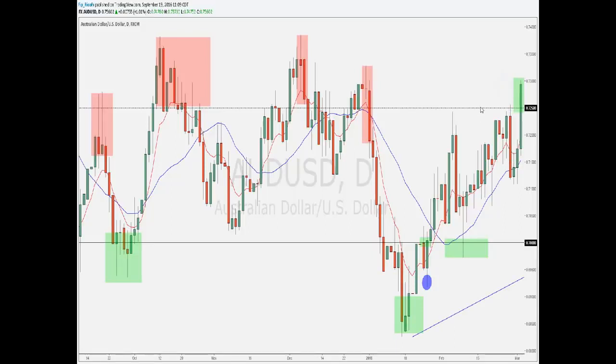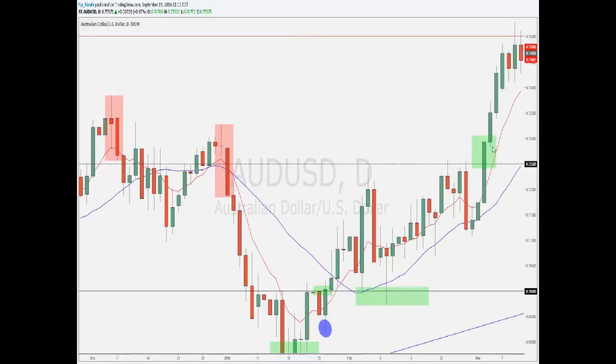Okay, so let's see how much it pulls back. It did not pull back much, you see? The next bar barely pulled back and then just took off and hit our target, 7,500.